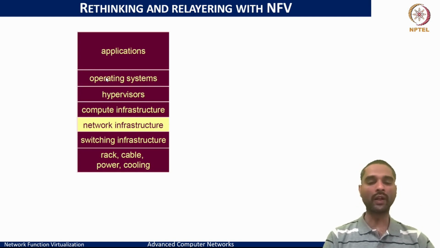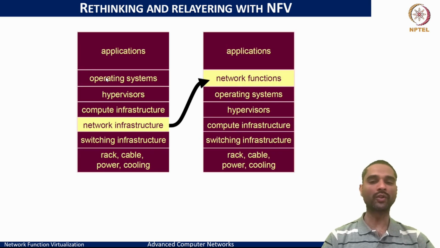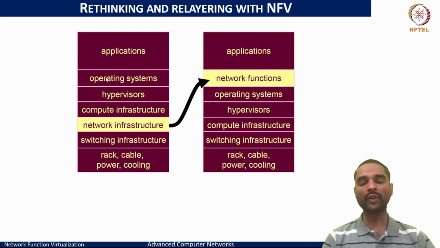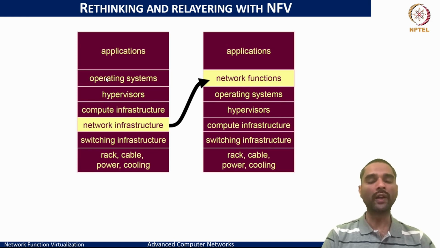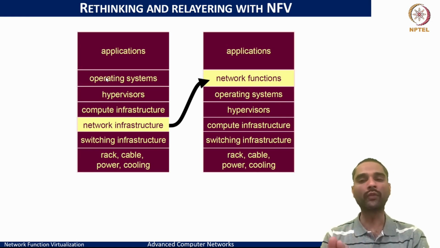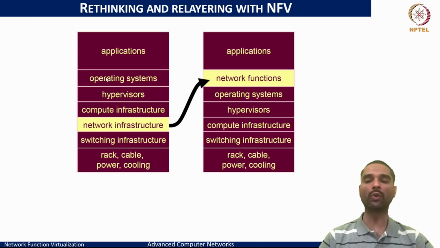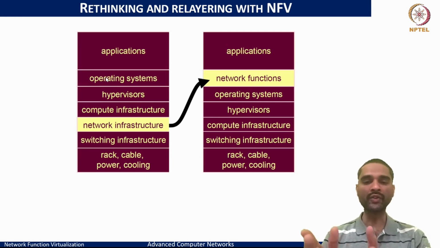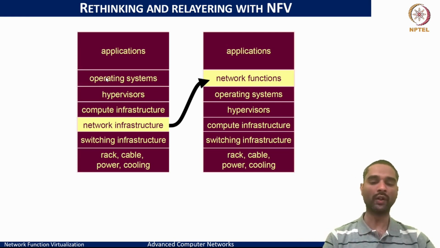Now we have taken out these network infrastructures and moved them into the software layer. That is, now you can think of the infrastructure as just the compute and switching infrastructure that is there as hardware, and all the network infrastructure which was hardware earlier has now moved to software network functions that would run on top of the same compute infrastructure. And this shift is exactly what NFV has enabled, and this shift has also led to a lot of innovations.